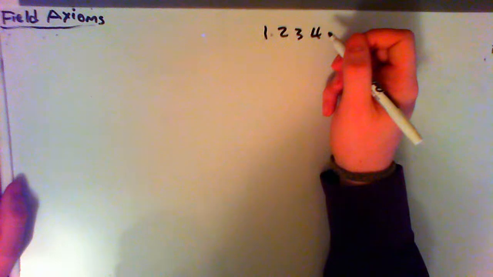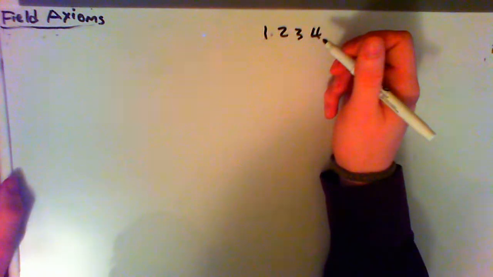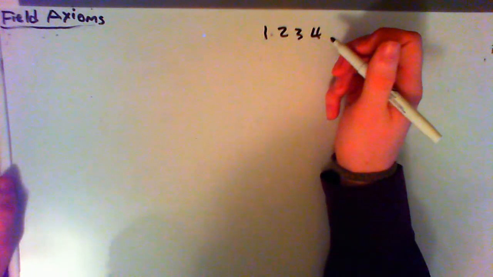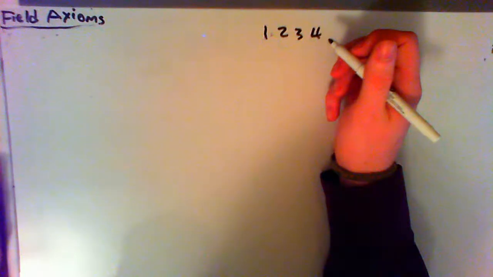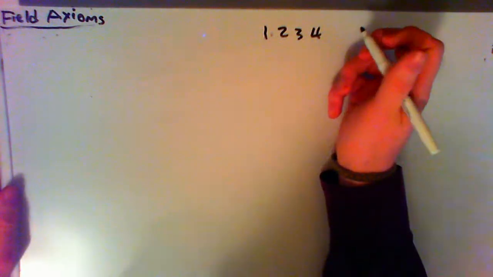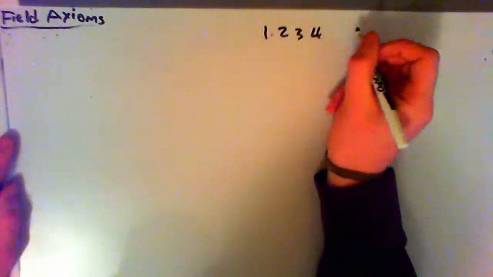And anything that does not follow these rules is not a field. So you can categorize things between field and not field, and that can be kind of important. So let's just get into what each of the field axioms is.